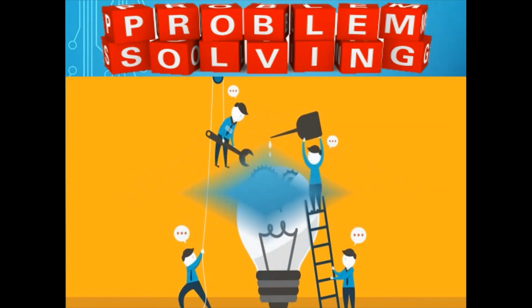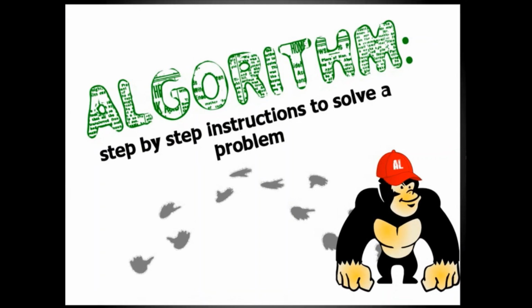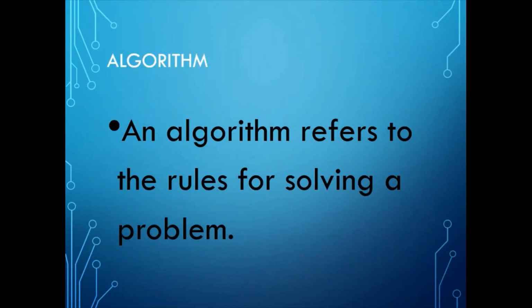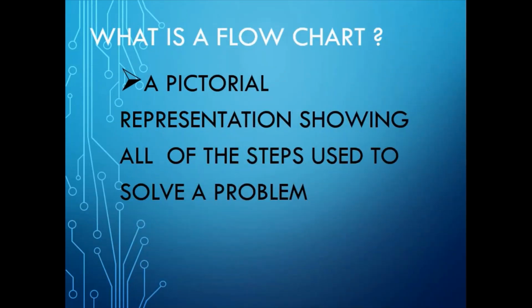Now, for this video tutorial, we will be looking at two ways in which we can solve a problem. The first is the use of an algorithm. An algorithm refers to written steps or rules that are provided in order to solve a problem that currently exists. Our second problem-solving method is the use of a flowchart. And as the term suggests, a flowchart refers to the use of symbols, or overall a diagram, in order to show how a problem is solved.